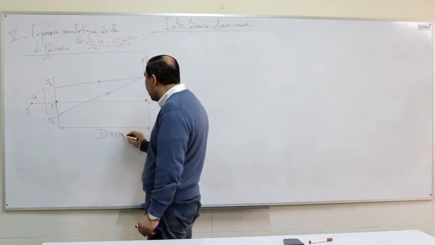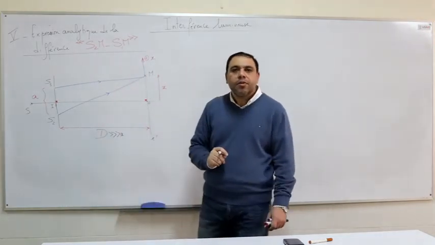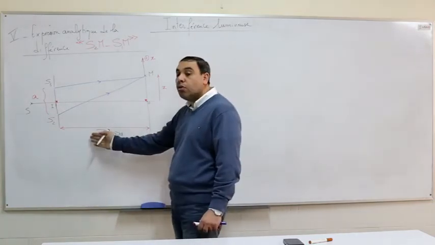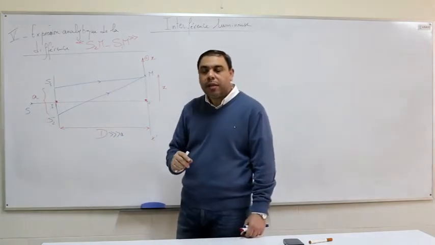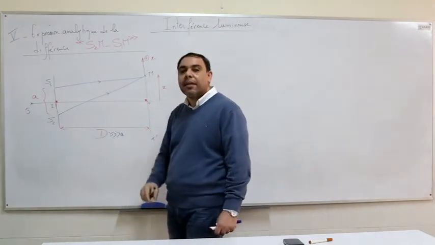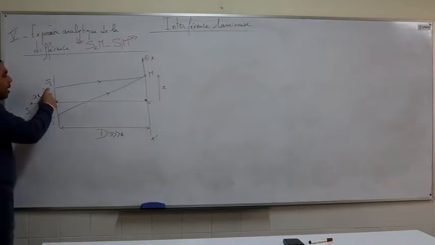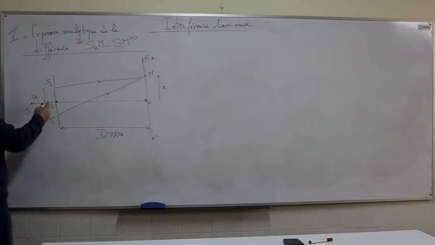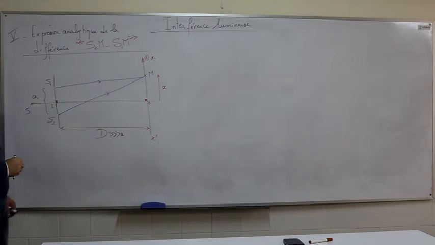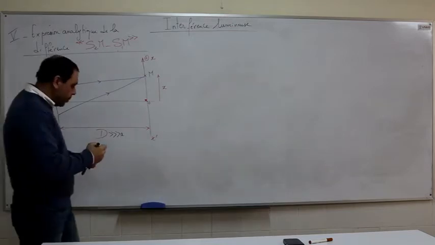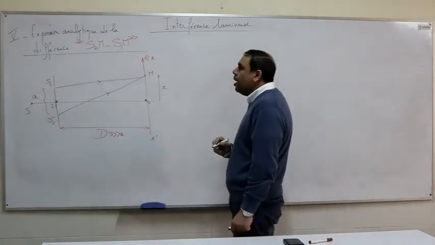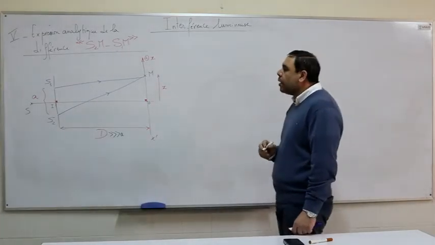Note that D is very large compared to A, since A is in the order of less than 1 millimeter, and D is in the order of meters. As a result, D is much larger than A. Keep in mind that this figure isn't drawn to scale. S1 and S2 are not actually that far from one another, but are extremely close to each other. Now, how to determine S2M minus S1M?